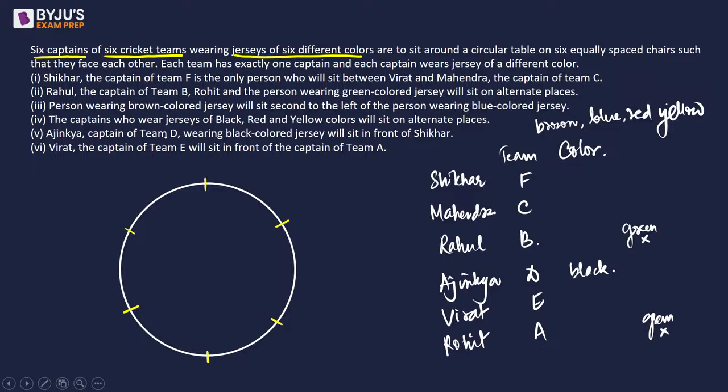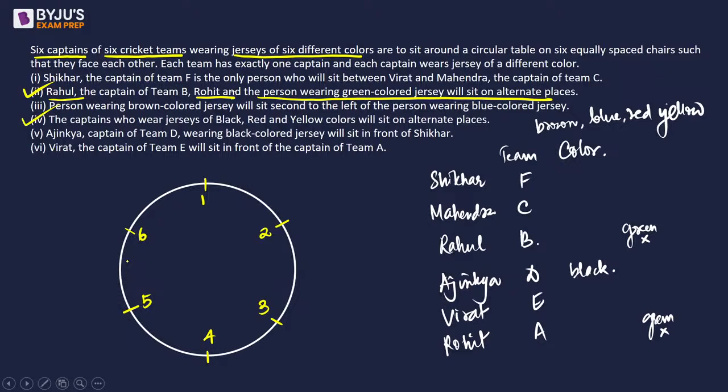Now, while reading these statements, we came across 2 statements that were look-alike. Okay, second statement and the 4th statement, because it says Rahul, Rohit, and the person wearing green colored jersey will sit on alternate places. So let's say place number 1, 3 and 5. Let me number them too: 1, 2, 3, 4, 5 and 6. So it's going to be either 1, 3, 5 or it's going to be 2, 4, 6.